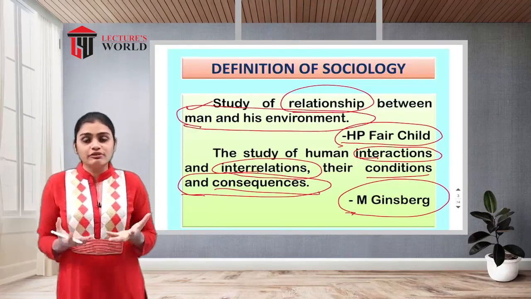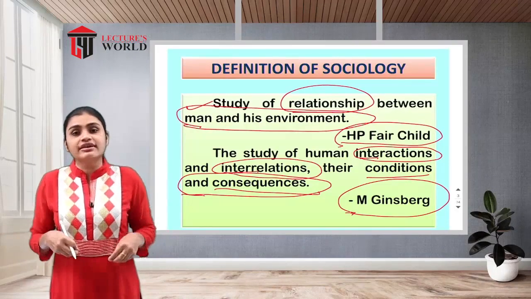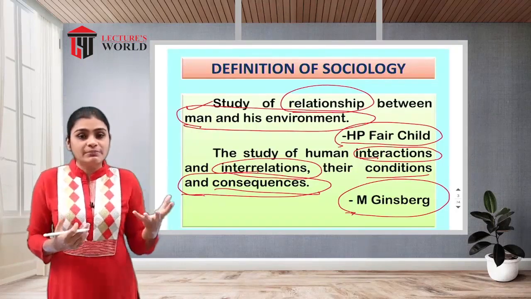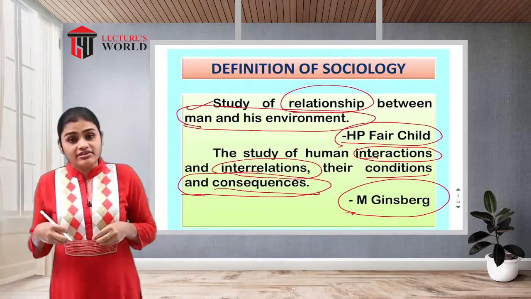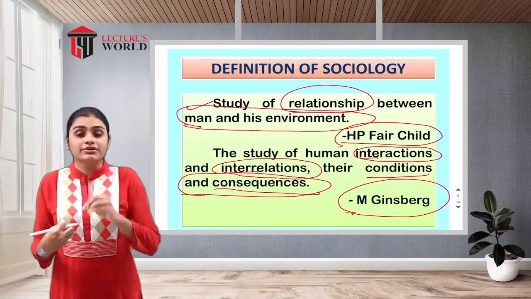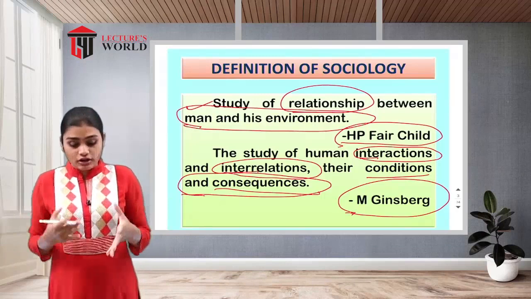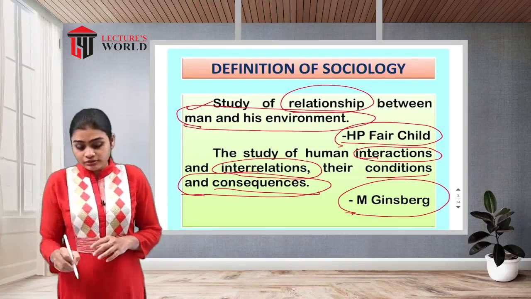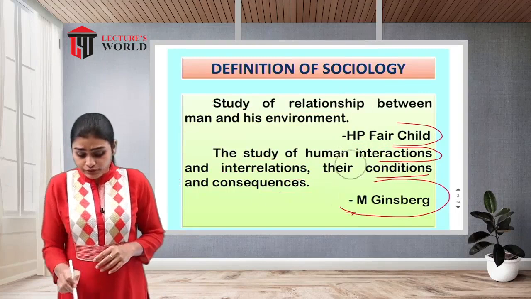Society is made up of us only. It is made up of different types of individuals, those who are living in that society, who have formed it, who are part of that particular society. So the people, the surrounding environment, the conditions in which they are living, the family members, the interaction they have with other members or other people. We are going to study all these things. That is called sociology. That has been said by M. Ginsberg. So these are the definitions as per two different sociologists.